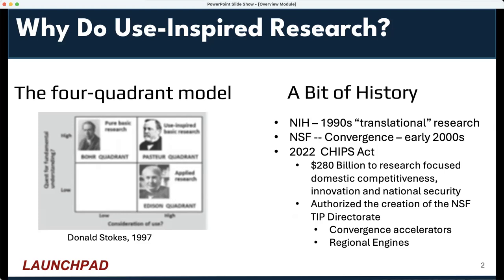Now, these were already things that were part of what was considered your broader impacts. But the Act also authorized the creation of the NSF TIP Directorate to elevate these things to a high level. And so in the last couple of years, we've seen things like the convergence accelerators and the regional engines, and the TIP Directorate is going to be promulgating these. So from the standpoint of someone that is trying to write proposals, it's very important that you be sensitive to this and that you try to engage with best practice.